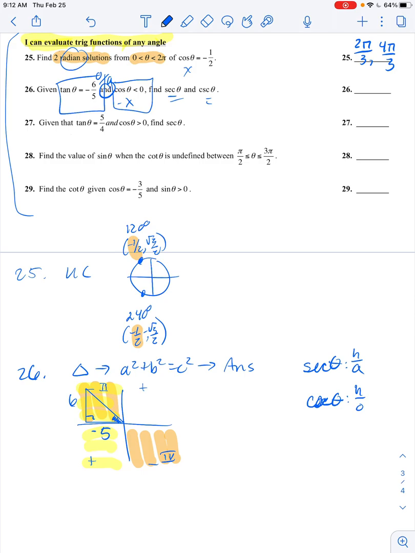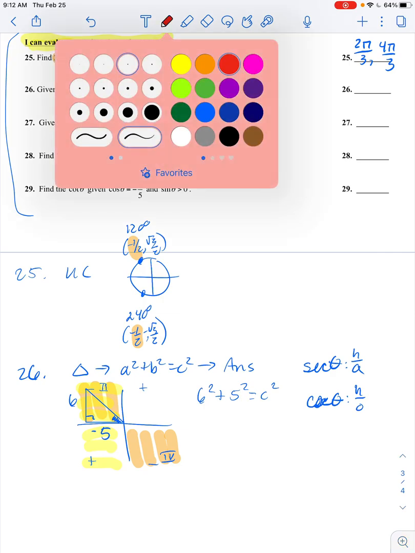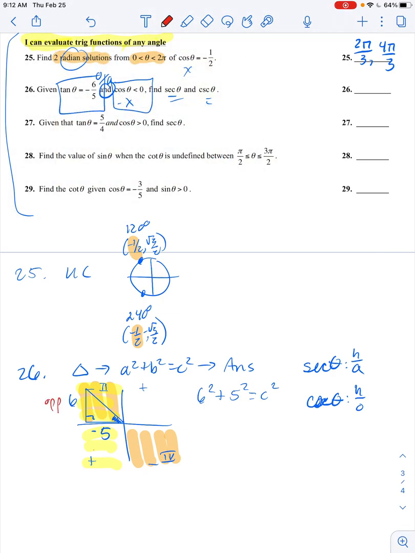So I finally got my triangle drawn. That's the hardest part. Now I'm going to do 6 squared plus 5 squared equals c squared to figure out what that hypotenuse is. Because I currently know opposite is 6, adjacent's negative 5, and I'm looking for that hypotenuse. I didn't use the negative because when you square it, the negative goes away anyway. So what's that going to add up to? 61. So my hypotenuse is going to be root 61. It's ugly, but oh well.